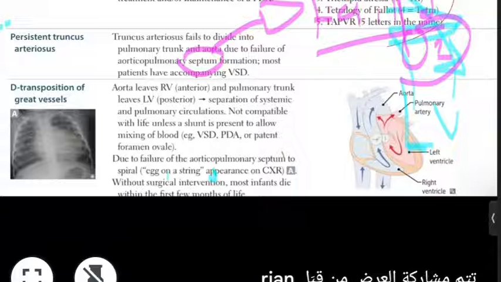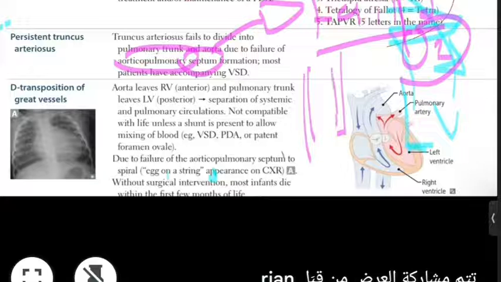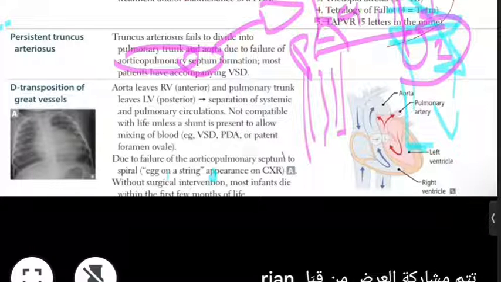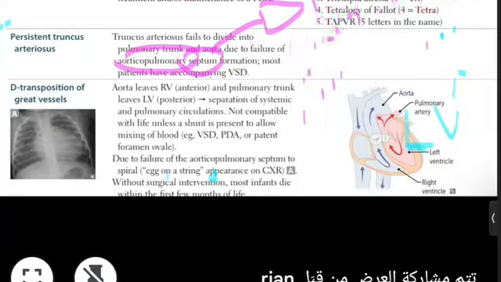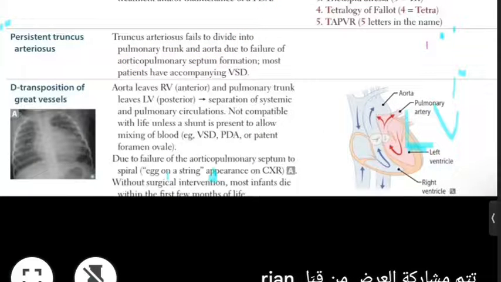If the septum fails to develop, you have an aorticopulmonary trunk. You don't have any septum between them. So this is one blood vessel that is the aorta and the pulmonary artery. It is only one, with no septum to separate them. And most patients have a combined ventricular septal defect. Most patients with persistent truncus arteriosus will have ventricular septal defects.